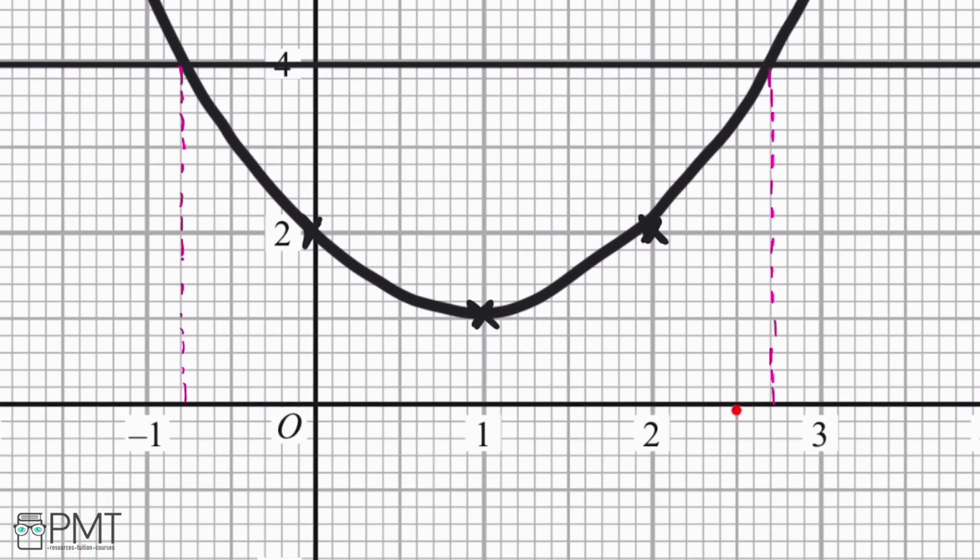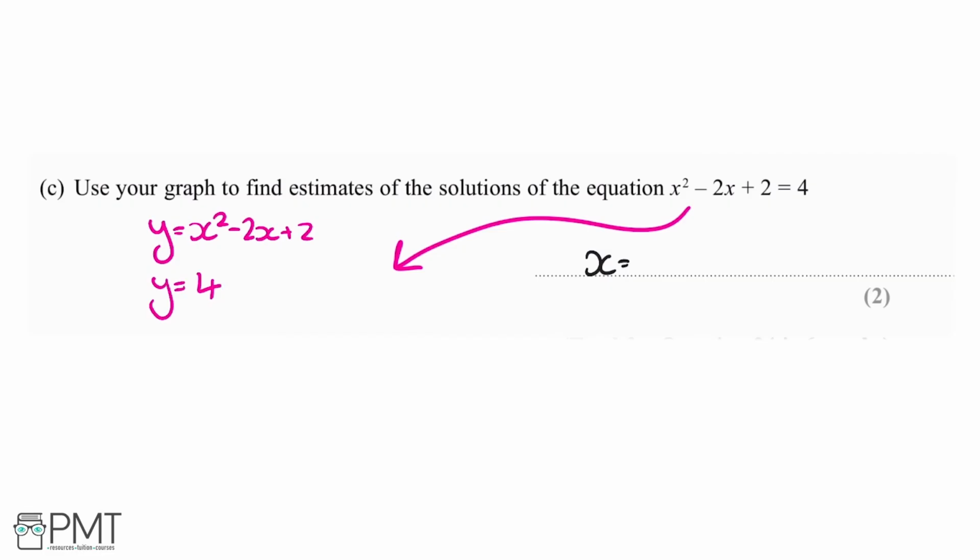This is 2.5, so this is going to be 2.6, 2.7. And over here, this is going to be minus 0.5, so minus 0.6, minus 0.7, minus 0.8. So our answers are that x equals minus 0.8 and x equals 2.7. And we get 1 mark for each of those. So you get the marks if you're anywhere between minus 0.65 and minus 0.8, and 2.65 and 2.8. So you've got a little bit of leeway, so you don't need to worry too much.